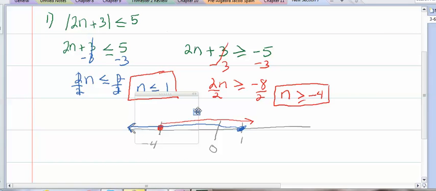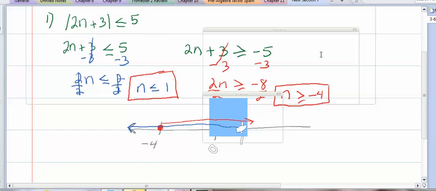Okay, so the answer is negative 4, and 1, and all the numbers that are in between there. So like 0, negative 1, negative 2, negative 3. Those are all numbers that you can plug in for n that would make that absolute value inequality true.